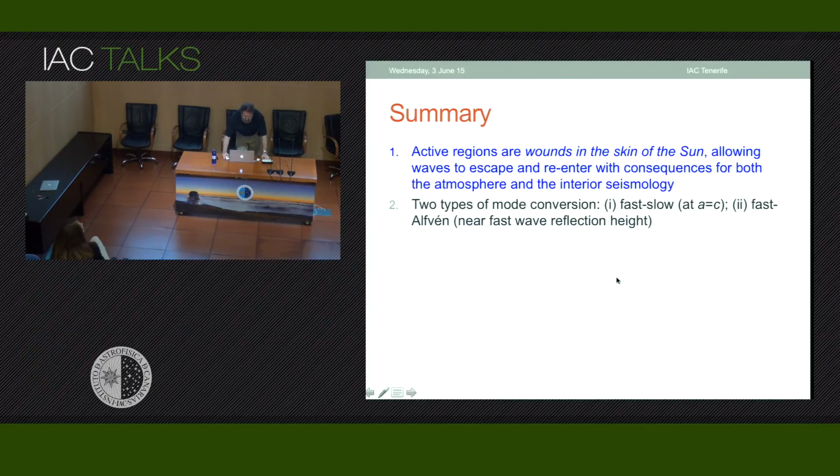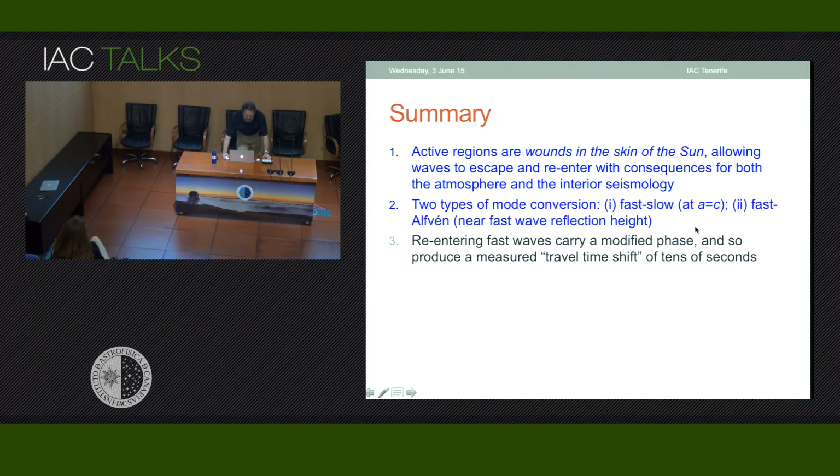So there are two types of mode conversion: fast to slow, which happens where the Alfvén and the sound speeds are equal, and fast to Alfvén, which happens near where the fast wave reflects. The re-entering fast waves carry a modified phase. Their phase has changed, and so they produce what's called a travel time shift to helioseismologists.